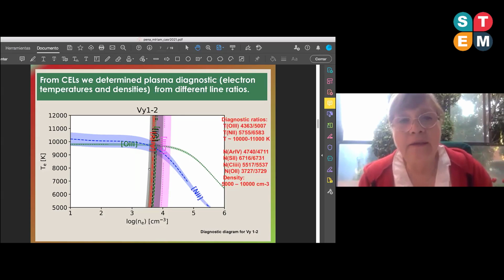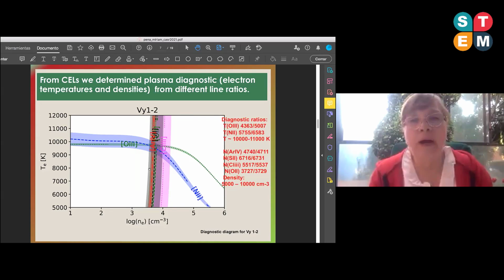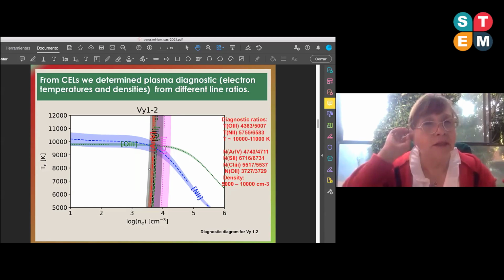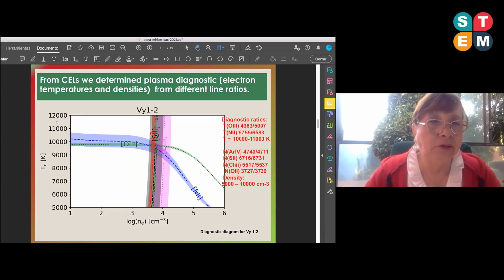From the collisionally excited lines, we determined plasma diagnostics. We determine electron temperatures and densities in the plasma from different line ratios. In this diagram here, which is showing the temperature and the density, it is seen that temperature can be determined from oxygen III with these line ratios, from nitrogen II with these line ratios, and the temperature in this object in particular goes around 10,000 to 11,000 Kelvin.